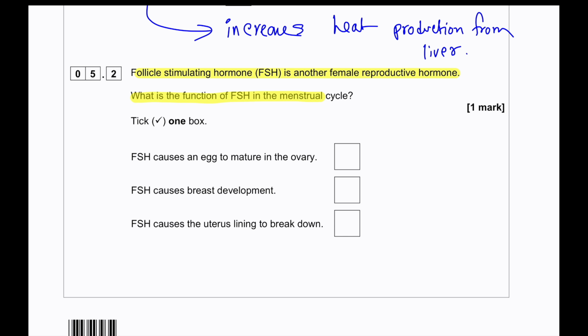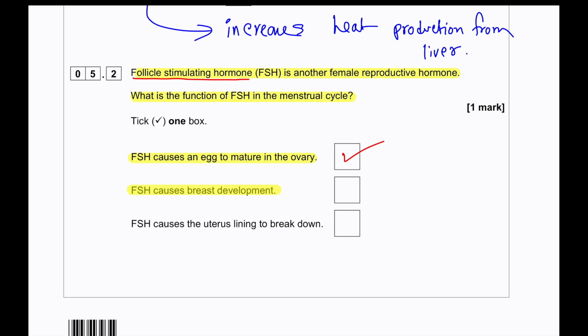What is the function of FSH in the menstrual cycle? FSH causes an egg to mature in the ovary. Yes. FSH's main job is to stimulate the follicle, as the name suggests. All right. So it stimulates the follicle in the ovary to mature.